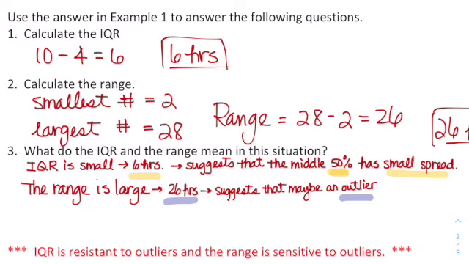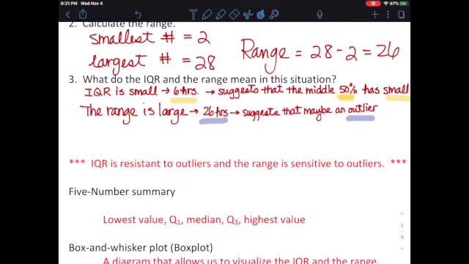Okay, so the next thing is really important. I put it in 3 little stars on both sides, and you guys have to fill it in. IQR is resistant to outliers, and the range is sensitive to outliers. And what does that mean? Well, IQR means it doesn't react to outliers. Okay, that means the data does not change a lot.